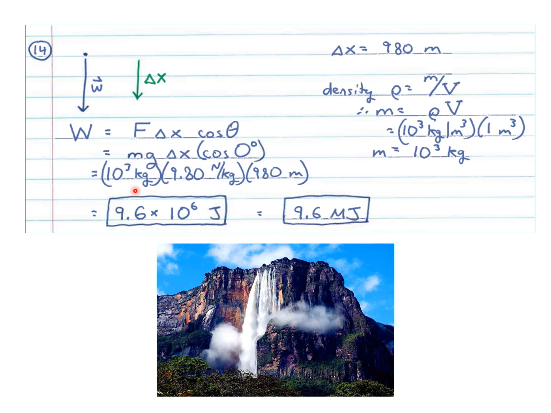Times g, 9.80 newtons per kilogram, times the displacement of 980 meters, and we get 9.6 times 10 to the 6 joules, or 9.6 megajoules. Now up here on the right, by the way, I've done the calculation for how do we know what the mass of 1 cubic meter of water is. We need the density equation. So mass is density times volume. There's the density, but we're multiplying by 1 cubic meter, so 10 to the third kilograms.